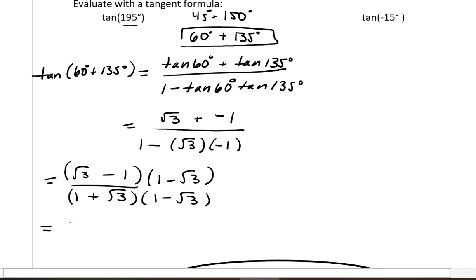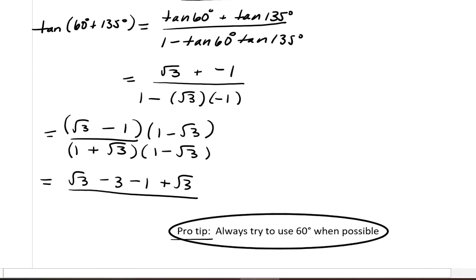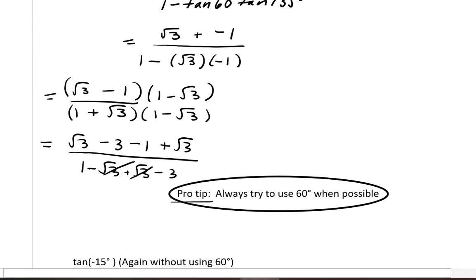And now I'm going to FOIL that numerator. I get root 3 minus 3 minus 1 plus another root 3 over 1 minus root 3 plus root 3 minus 3. So those will cancel each other out. We knew that was going to happen. And I have negative 4 plus 2 root 3, because I have a root 3 plus another root 3 is 2 root 3, over negative 2. And then I'm going to simplify and get 2 minus root 3.